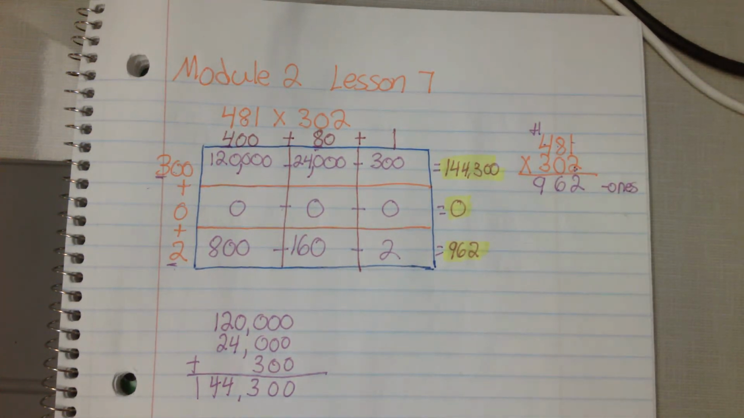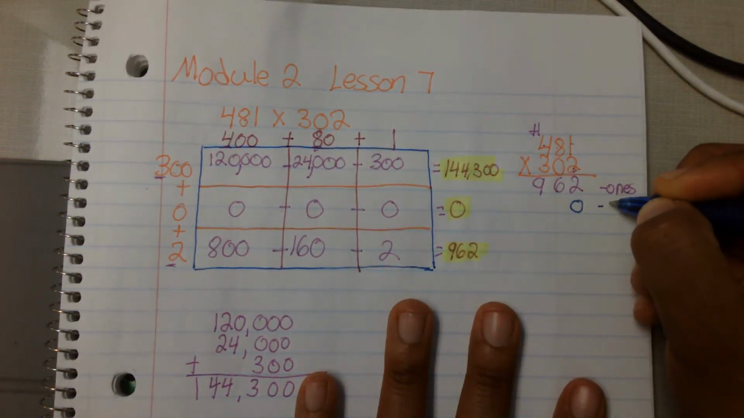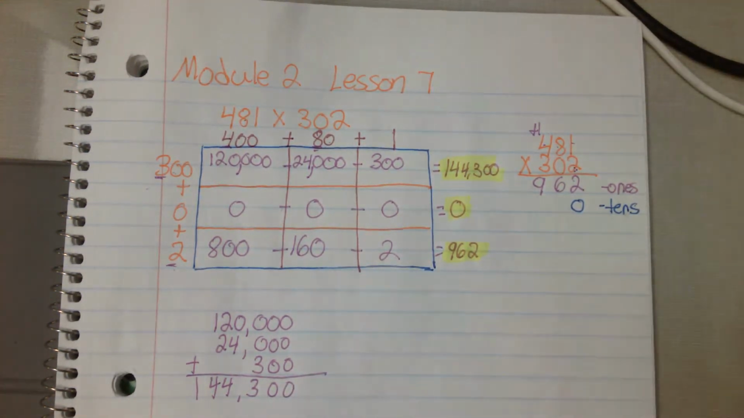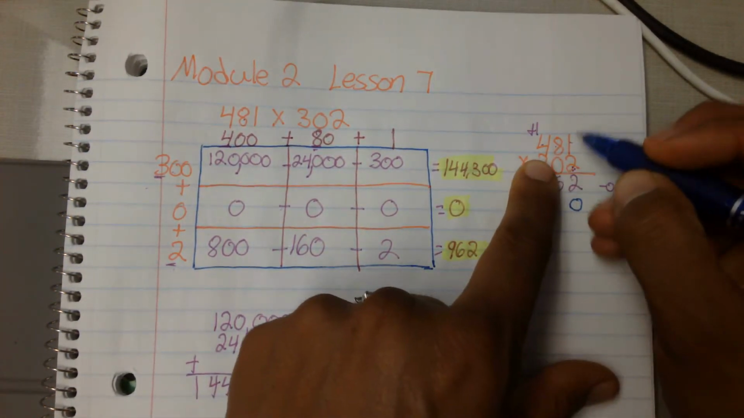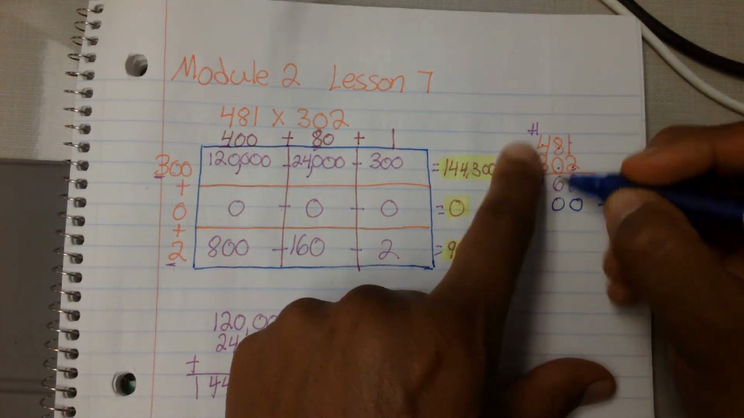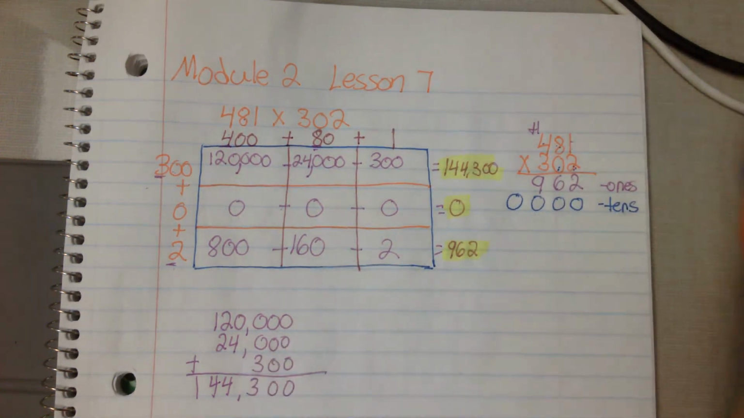Okay, so now remember, we're going to go into our tens place. I need to add a 0. It's representing that we're in our tens, right? And now I'm going to go to the middle. And I'm going to go 0 times 1 is 0. 0 times 8 is 0. And 0 times 4 is 0. So now we have our tens place.